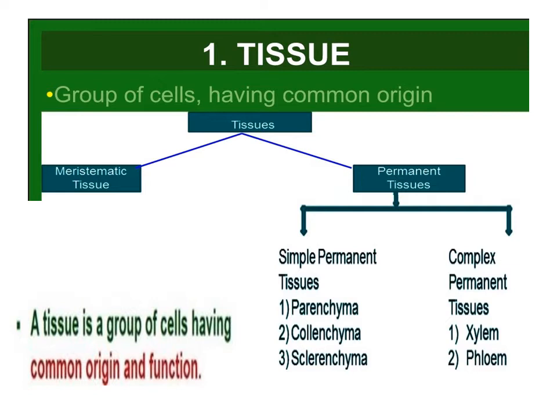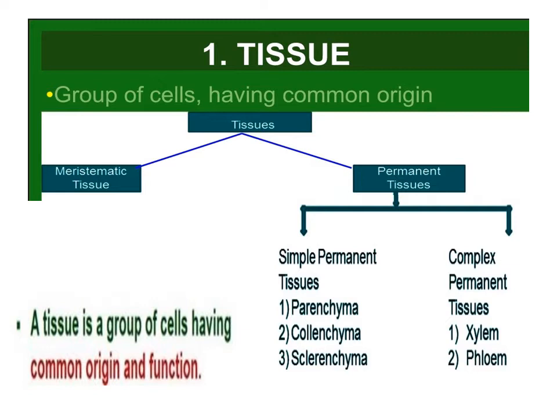Tissue. A tissue is a group of cells having a common origin and usually performing a common function. A plant is made up of different kinds of tissues. Tissues are classified into two main groups, namely meristematic and permanent tissue, based on whether the cells being formed are capable of dividing or not.